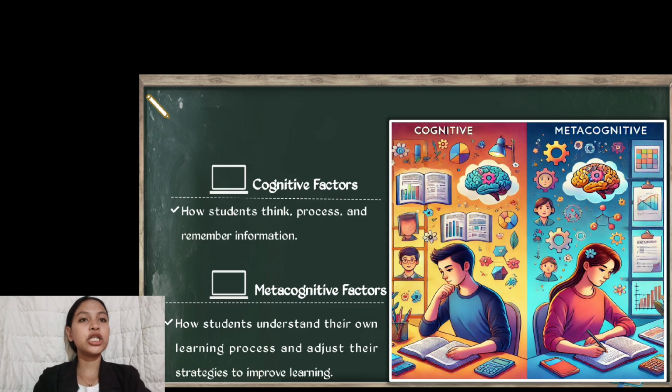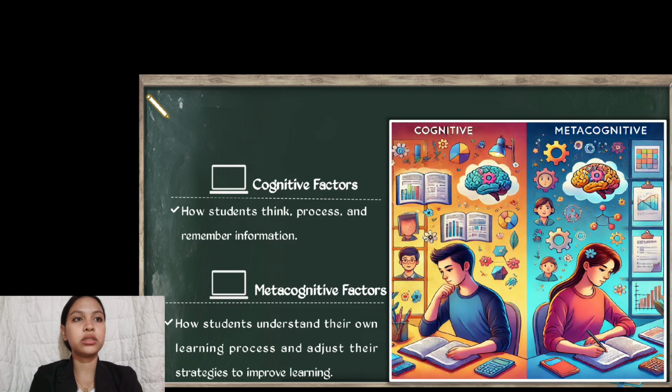So, the illustration shows the cognitive and metacognitive processes. On the left, a student is actively studying with books, taking notes, and solving problems, representing cognitive learning. On the right side, the same student is reflecting on their study habits, evaluating their learning process, and adjusting their strategies, representing metacognition.